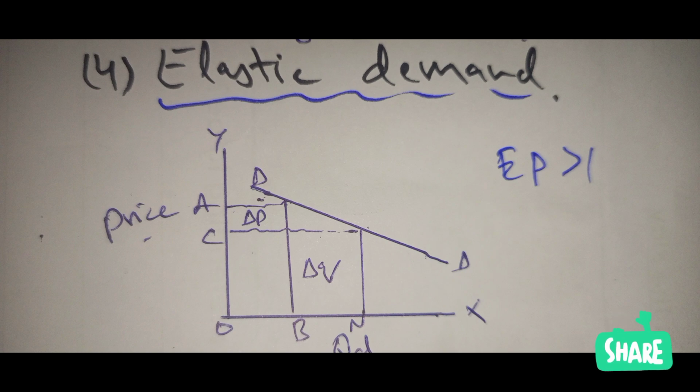ED, elasticity of demand, is equal to percentage delta Q divided by percentage delta P, which is greater than 1. Percentage elasticity of demand is equal to percentage change in quantity demanded divided by percentage change in price. That is more than 1, or greater than 1, which shows the relatively elastic demand.